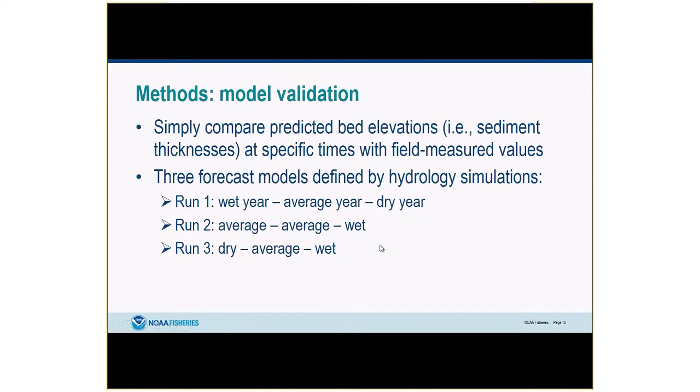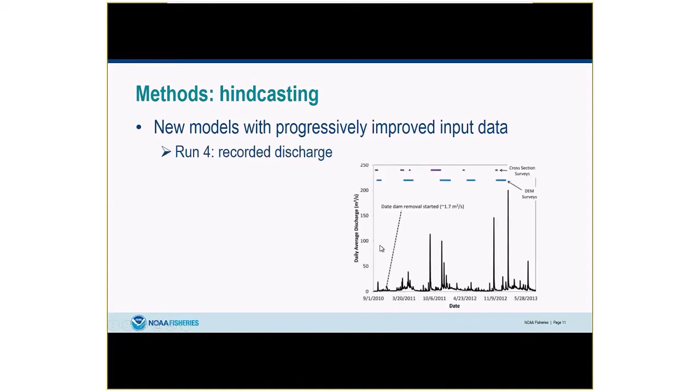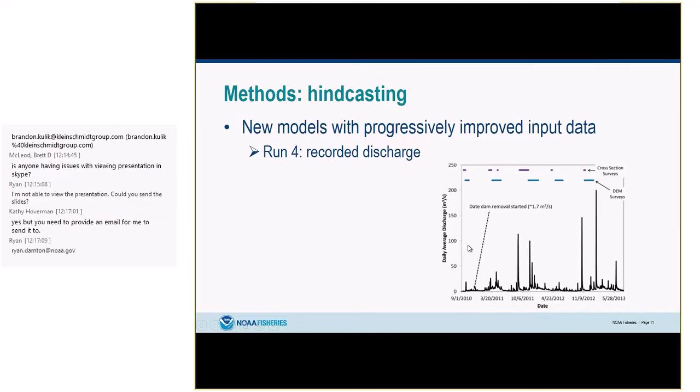So now I'm on slide 11. For the hindcasting, we're doing something different. We're not evaluating forecast accuracy. Instead, with hindcasting, we're evaluating model performance with progressively improved input data that in some cases we can only know after the fact. So for run 4, we take the forecast model and run it with the actual recorded discharge over the post-removal period. So this helps us assess how much our model accuracy depends on the assumed hydrology in runs 1 through 3. You'll see that we use this hindcast model as a comparison point for our forecast validations for that reason.